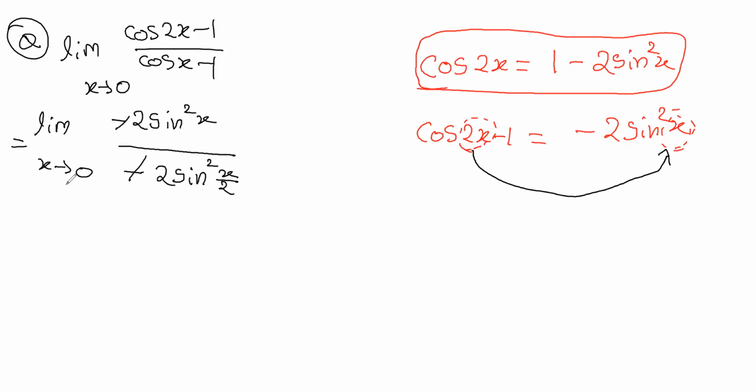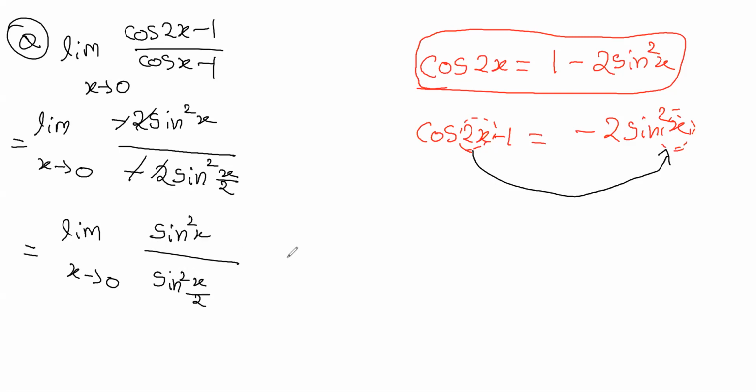Now you can cancel this 2, this 2. You can cancel 2 also because it's a constant, right? So limit x tends to 0, we have sine square x by sine square x by 2. Now don't think whether it is sin x or sin square x or sin cube. Whatever it is x square, so in the denominator also we should get x square. That's it.